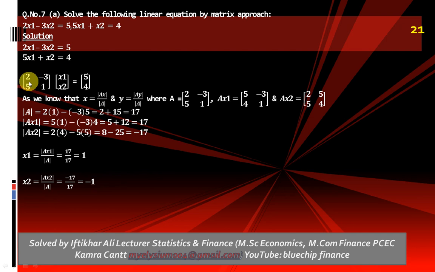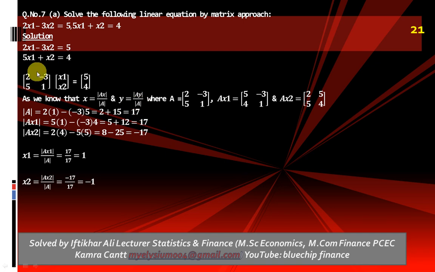So first of all, convert it to the matrix form. So 2, minus 3, 5 and 1. What are the variables? x1 and x2, and the third matrix should be 5 and 4. So under Cramer's rule, we need three different determinants: determinant of A, determinant of x, and determinant of y. Because x equals the determinant of A x divided by the determinant of A, and y equals the determinant of A y divided by the determinant of A.